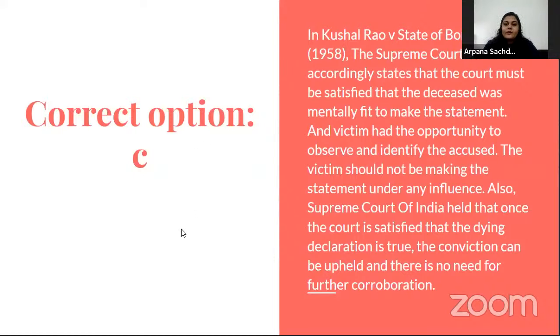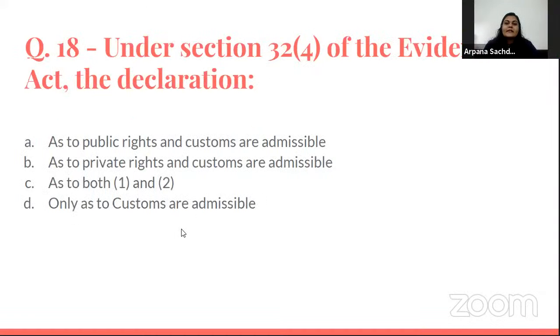Now can we have the next question? Question number 18. Under Section 32 sub-clause 4 of the Indian Evidence Act, the declarations as to public right and customs are admissible: as a public right and customs are admissible; as a private right and customs are admissible; both A and B; or only as the custom is admissible.